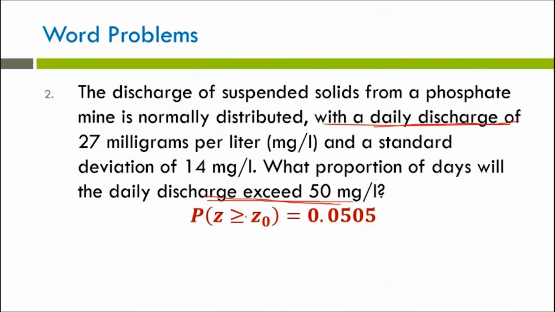So we'll use this notation to denote more than 50 milligrams. So that would be what is the probability. So you have to convert this into its equivalent z value. Plug in your calculated z value later on, and the result is 0.0505, or that's 5.05% of all the days.